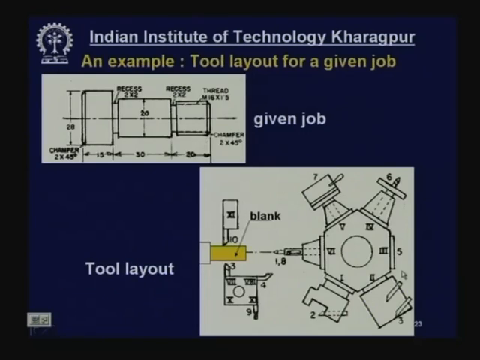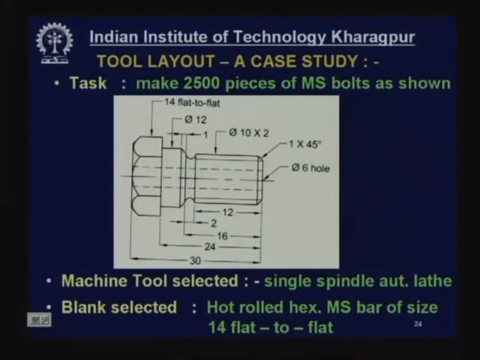For example, if this be the job to be done in a large number, then this will be the corresponding tool layout. Say this is the turret, there are 6 cutting tools, and the front slide may have 2, 3, 4 cutting tools, and the rear slide 1, and there may be vertical tools also. Now, after completing this thorough understanding, you can now do it yourself.